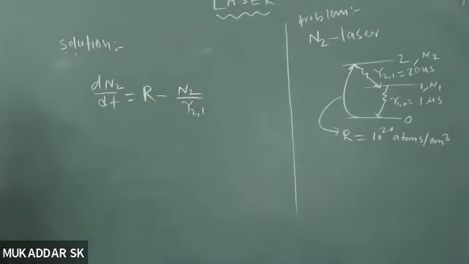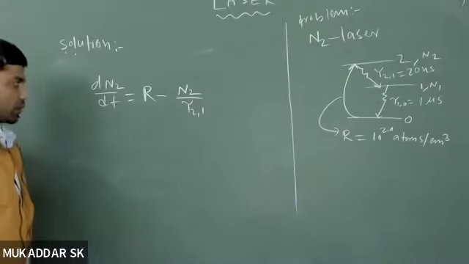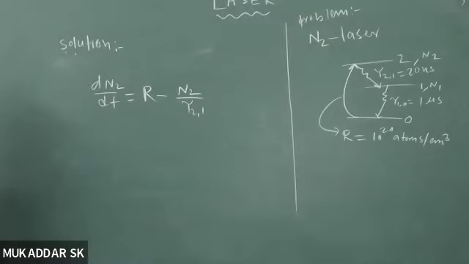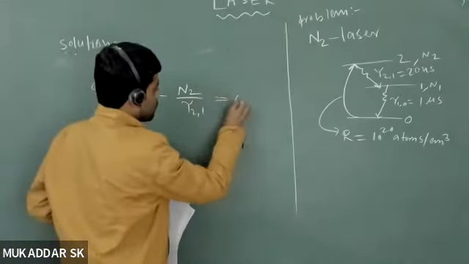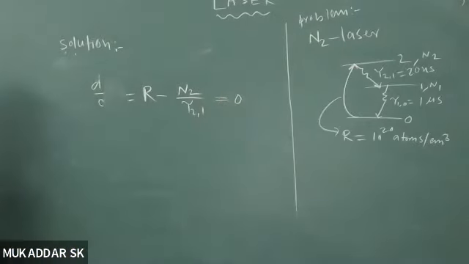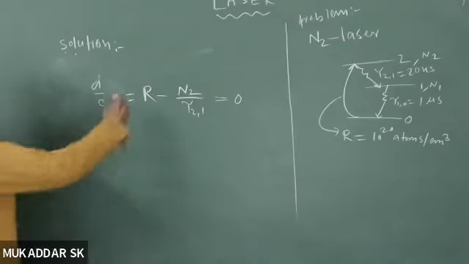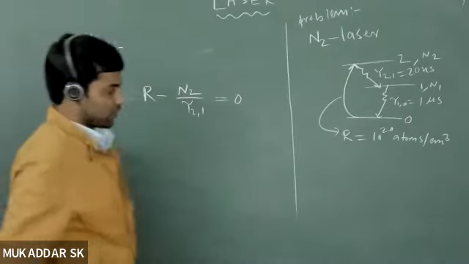But they ask you to calculate the population at thermal equilibrium, right? At thermal equilibrium, what is the total rate of change of population? That should be 0. Sir, R is the pumping rate, na? R is the pumping rate, yes.